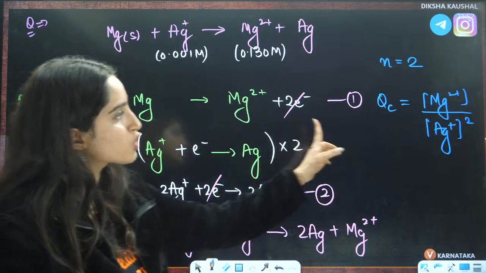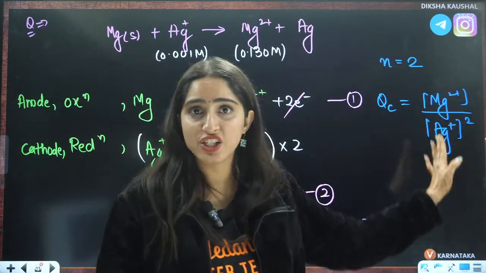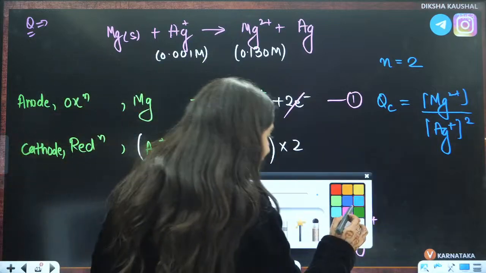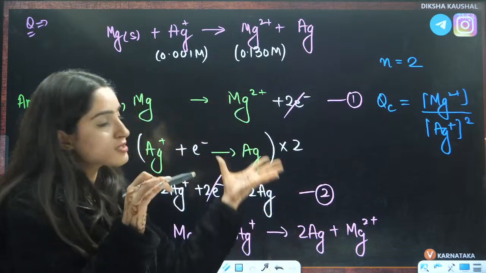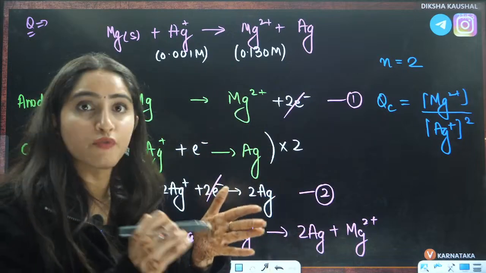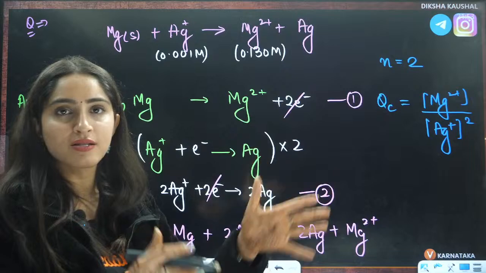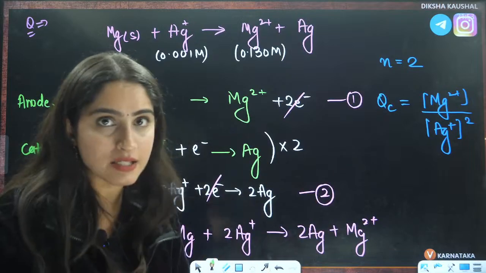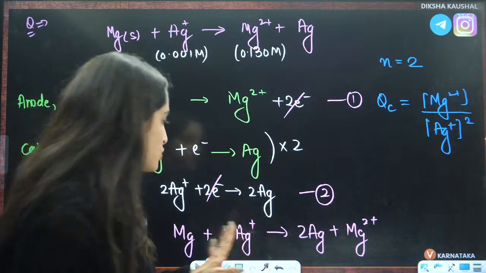Okay. So QC is equal to [Mg2+] over [Ag+] squared. This is how you calculate the value for Ag. Now, you feel that, ma'am, this is actually lengthy, but if you practice this, this question can be answered in 1 minute or even less than that, if you have good practice. So now this is QC.